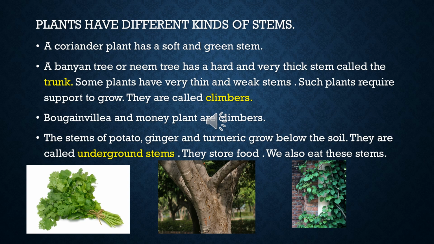The stems of potato, ginger and turmeric grow below the soil. They are called underground stems. They store food. We also eat these stems.